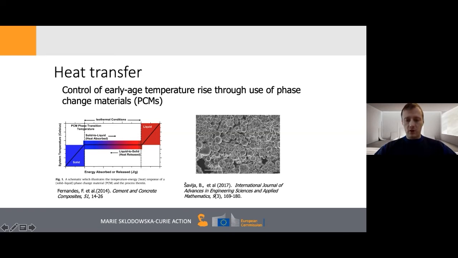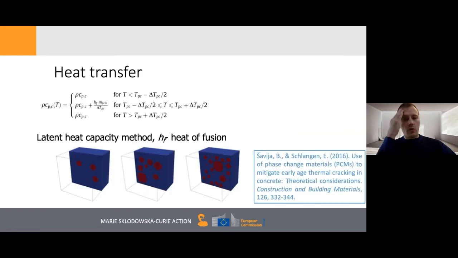heat in concrete. So then we wanted to simulate this with our lattice model and see how different amounts of these types of microcapsules would affect the heat rise in our material. So the heat transfer is actually the phase change. It's a very complex process. What we decided, we simulate this using a latent heat capacity method.